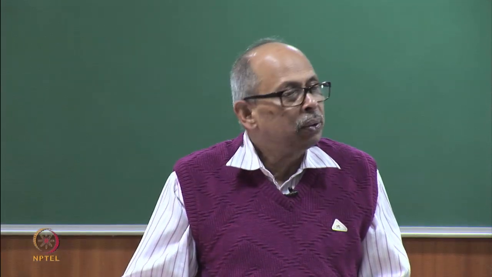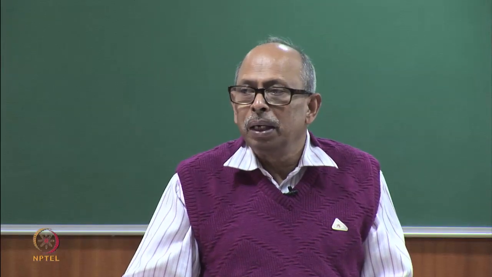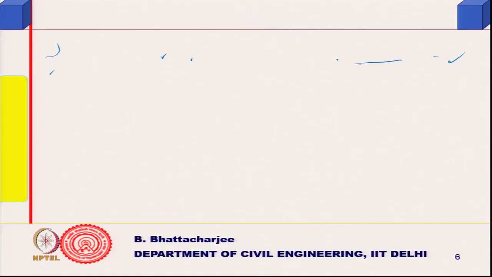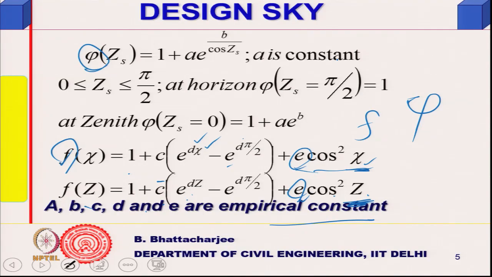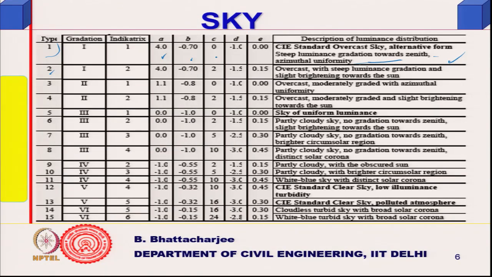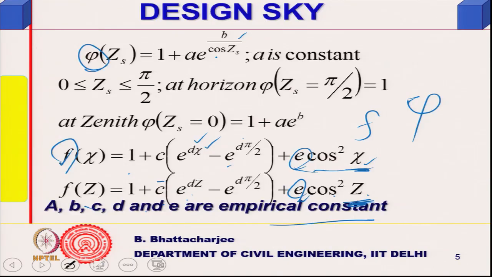Earlier this was taken to be completely uniform, but now it is not; it is taken like this. So, let us see the values: E is equal to 0, so this term is not there, and this is negative 0.7 or something. C is also equal to 0, D is minus 1, right.